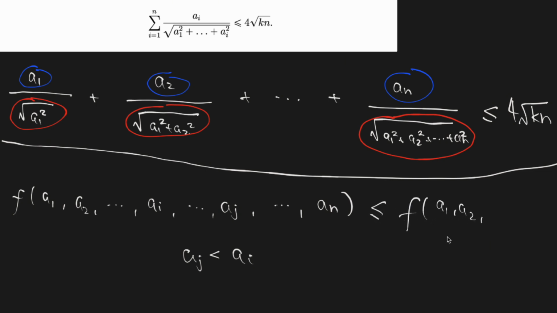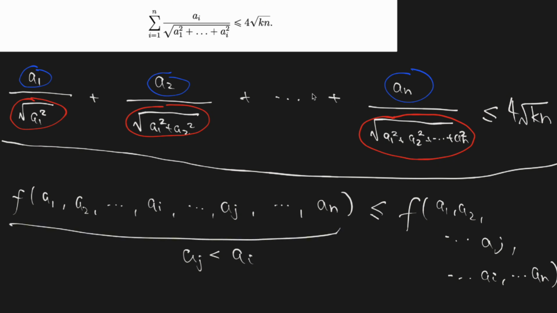So f of a_1, a_2, dot dot dot a_j dot dot dot a_i dot dot dot a_n. What I'm saying is that if I flip these variables around, I should get a bigger thing. And so I don't need to worry about these cases because they are already covered by these other cases. I only need to focus on the cases where the variables are indeed permuted that way.